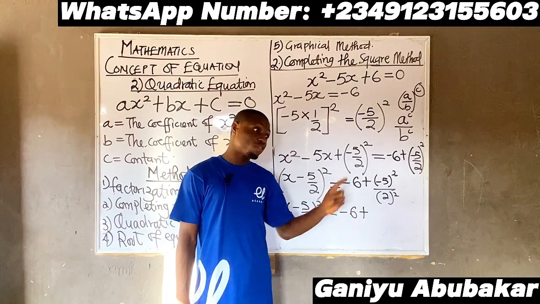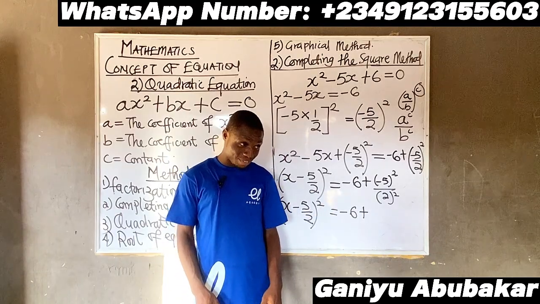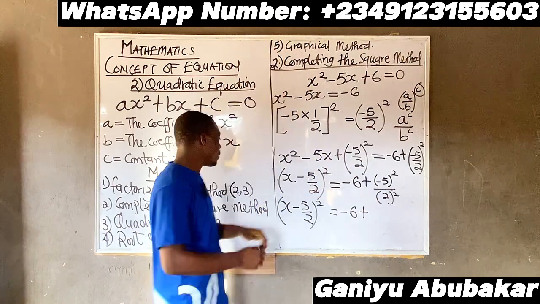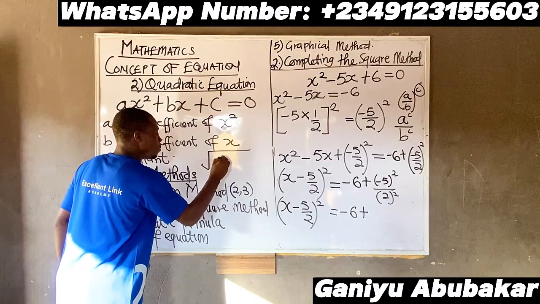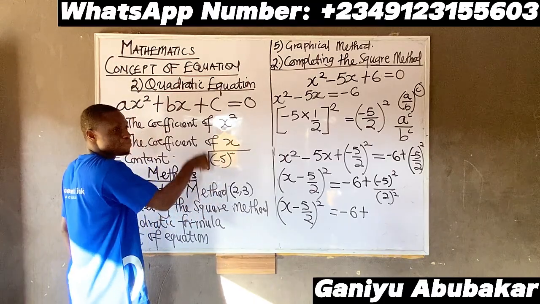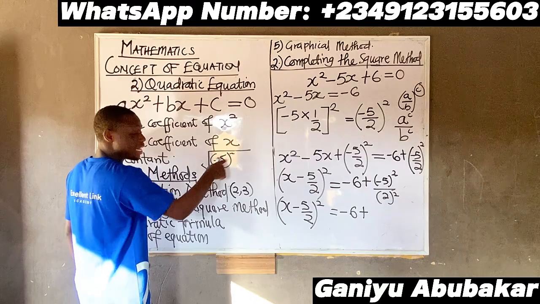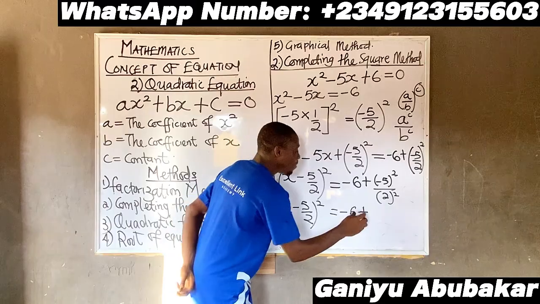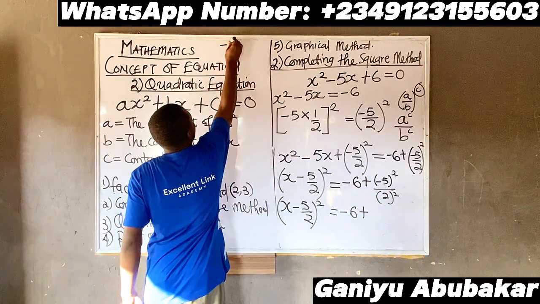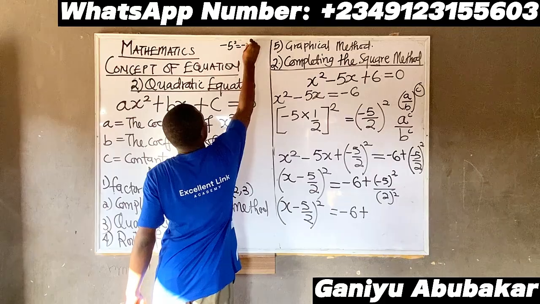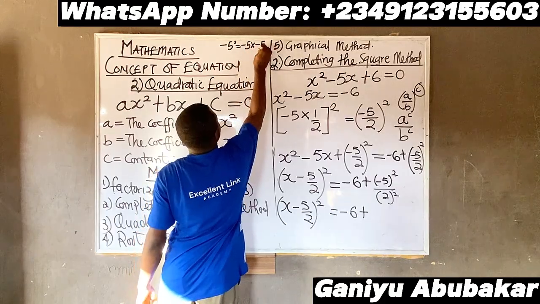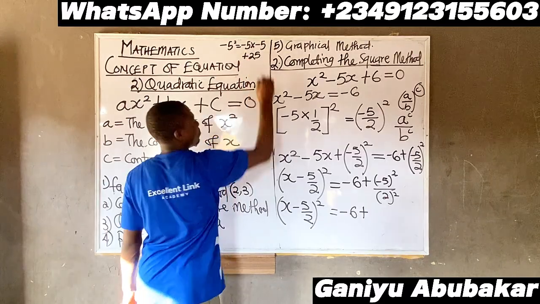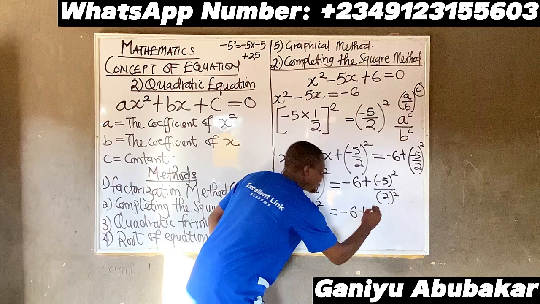Minus times minus. Remember when we were doing the resultant, that if I have minus something all squared, it goes to plus, so we just focus on the 5 squared, and that is 25. Minus 5 squared means minus 5 times minus 5. Minus times minus gives you plus, so this gives you 25.